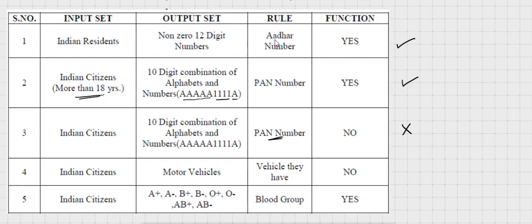Just think a while. All the citizens are having vehicles? No, right? So what is the first condition for a rule to be a function? All the elements of the input set should have an output. Here the first condition is failed, right? Why? Because it is not necessary for all the citizens to have a vehicle. Of course, it's a very, very practical example, right? Then what is the second condition? First condition itself failed. By that itself we can say it is not a function.